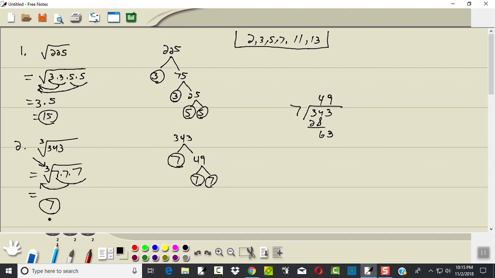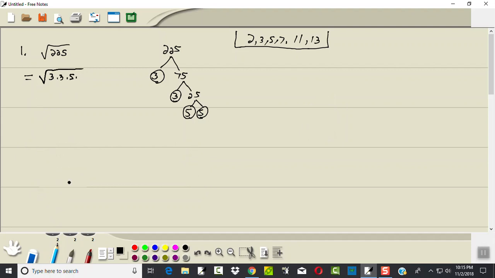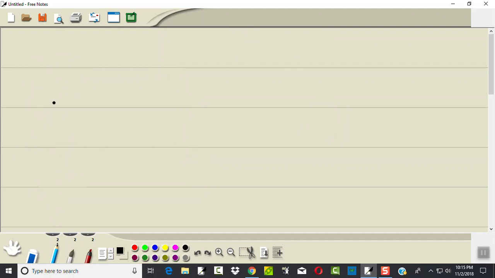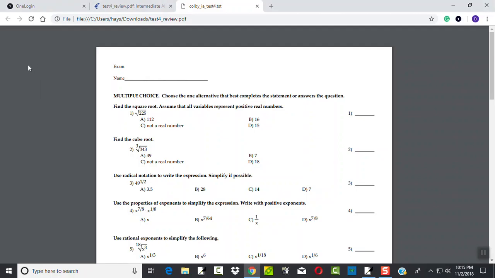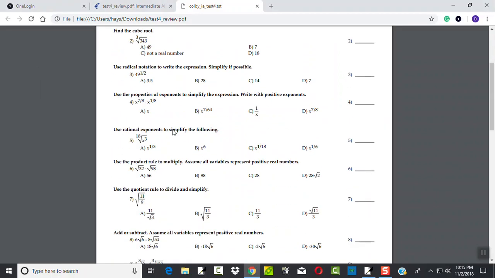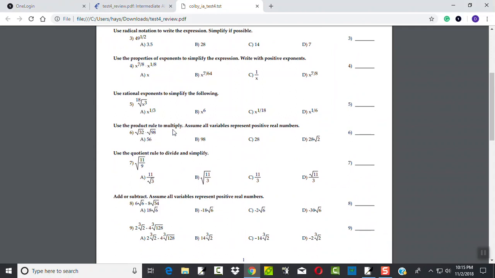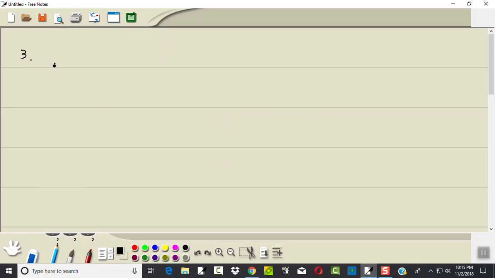Now let me clean this off. And then we'll look at number 3. It says use radical notation to write the expression, simplify if possible. So we've got 49 to the 1/2 power. Now to put this back in a radical form, this becomes this right here.